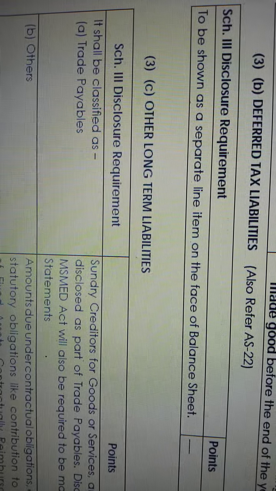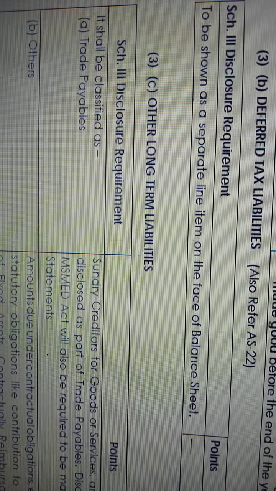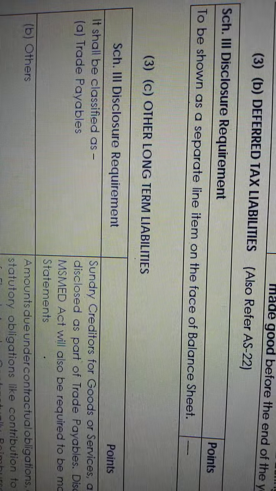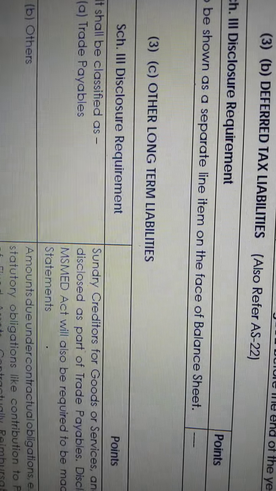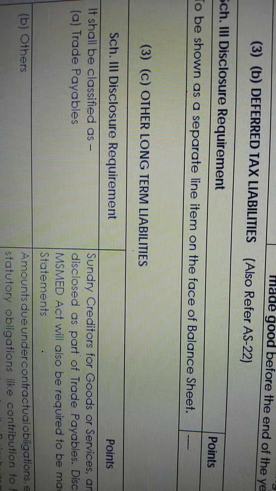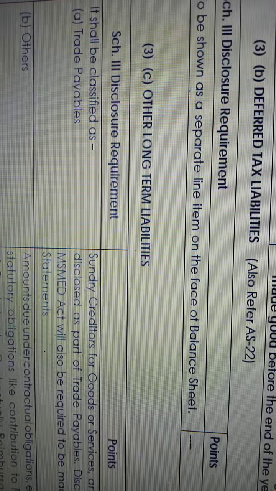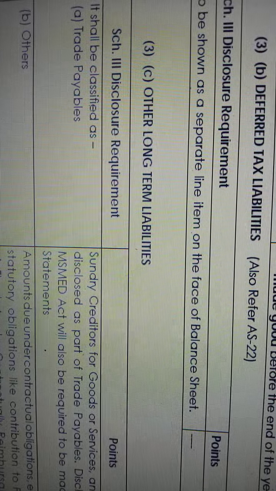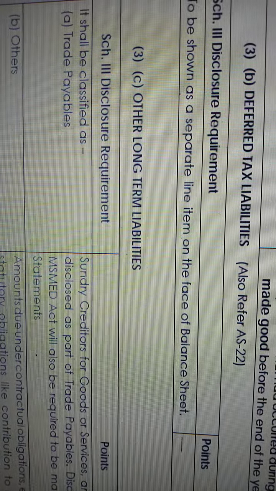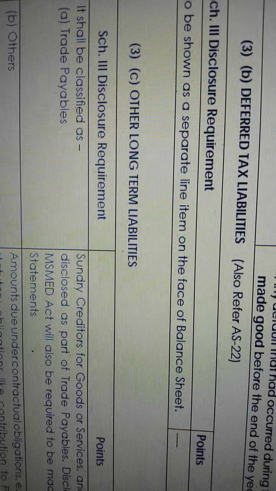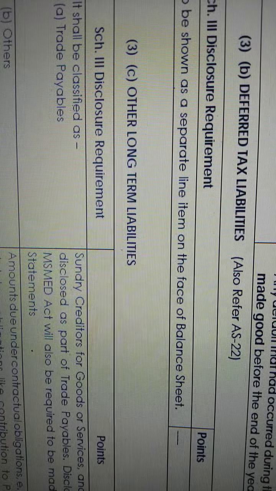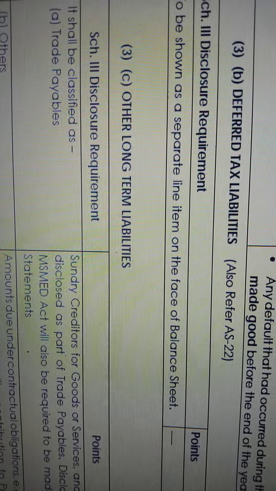So my profit as per the Companies Act is different from profit as per the Income Tax Act or not? Correct or not? Tell me, depreciation under the Companies Act and depreciation under the Income Tax Act, is it the same or different? It is different. The rate of depreciation under the Income Tax Act and the Companies Act is totally different. Correct or not? So the total depreciation amount differs.